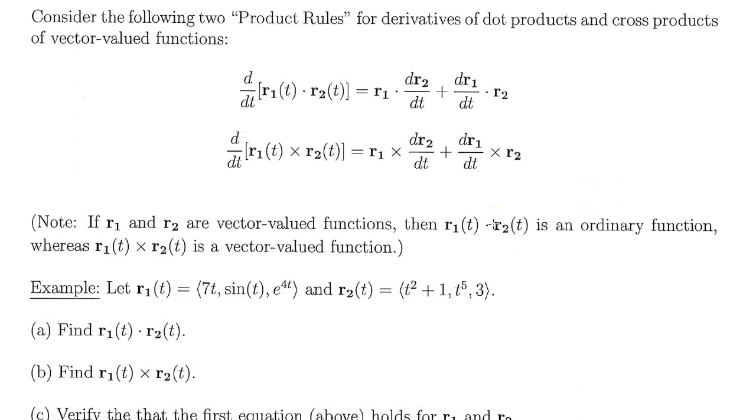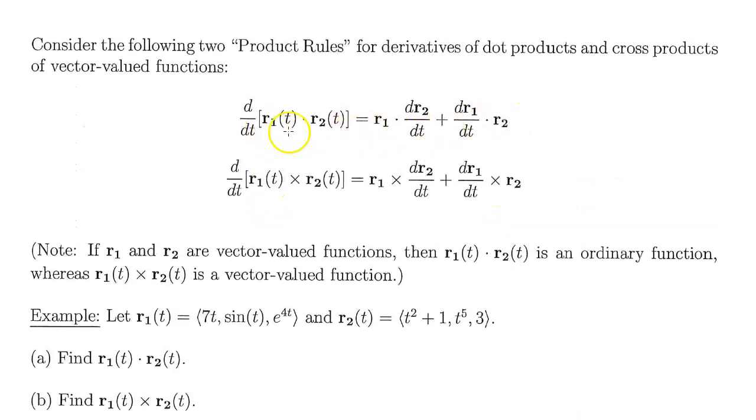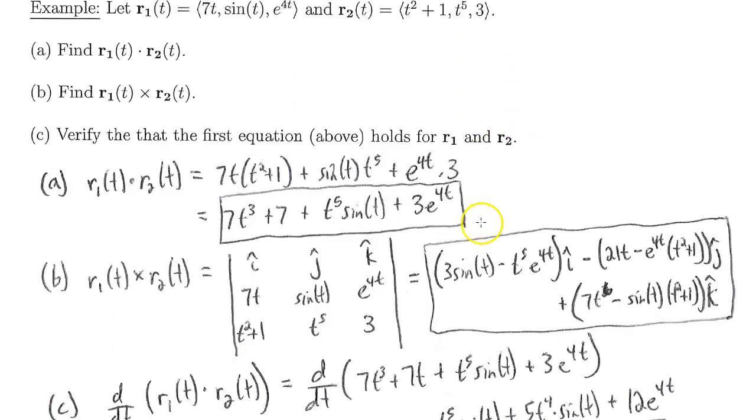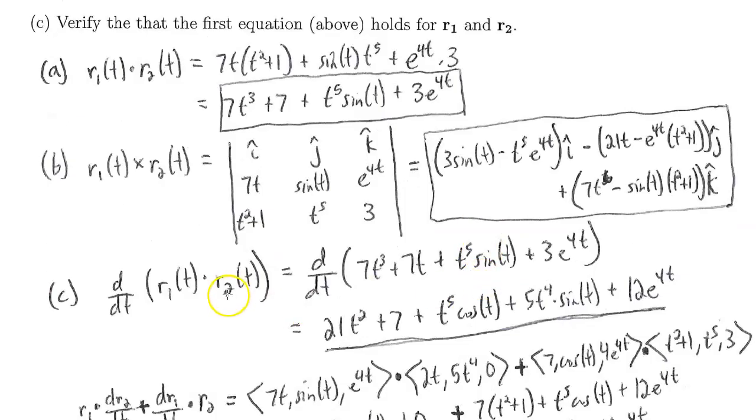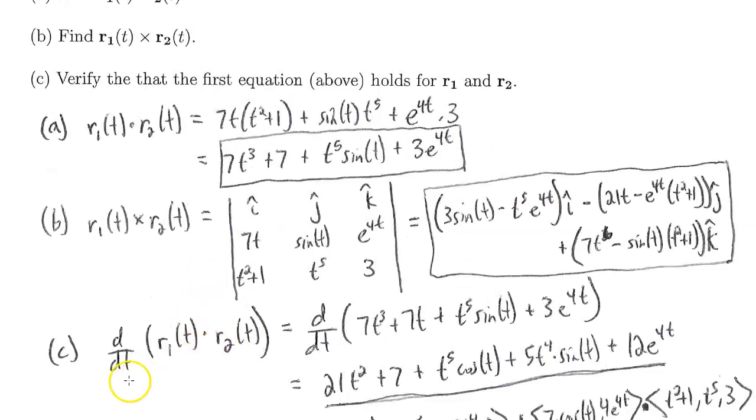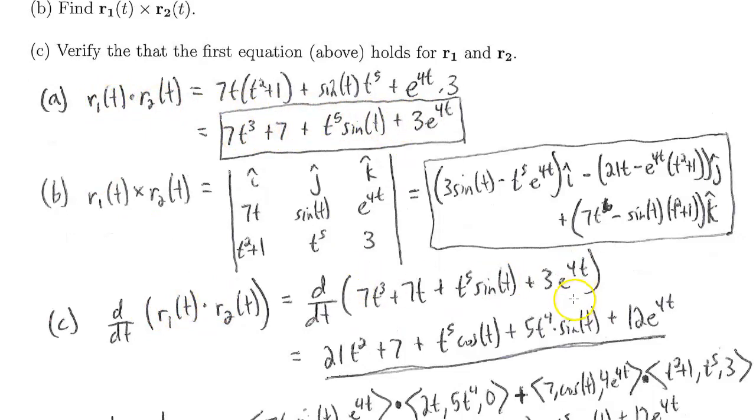Okay, now let's go ahead and verify this product rule here. That says the way you take the derivative of a dot product, r1 dot r2, is to do r1 dot the derivative of r2 plus the derivative of r1 dot r2. So let's do that here. So remember, we actually found r1 of t dot r2 of t. We already found that was this. So if we wanted the derivative of r1 dot r2, we could just find r1 dot r2 and take the derivative, and that's what we're going to do here.